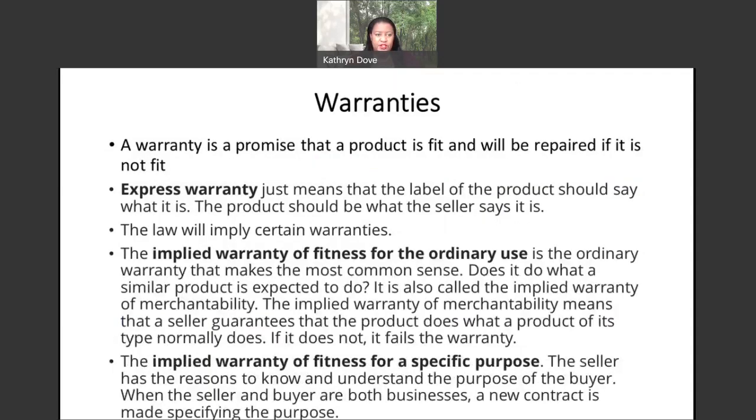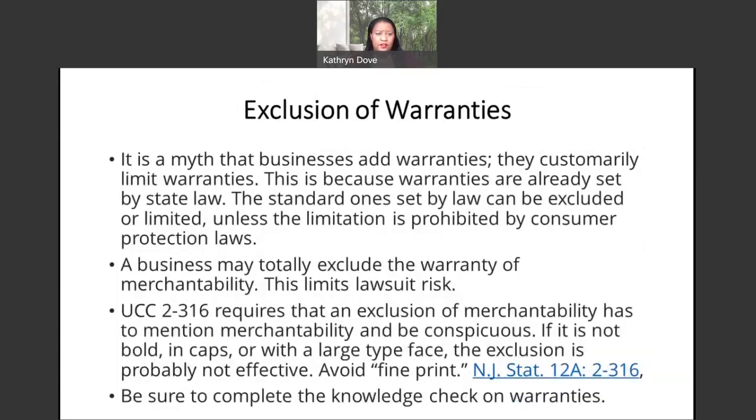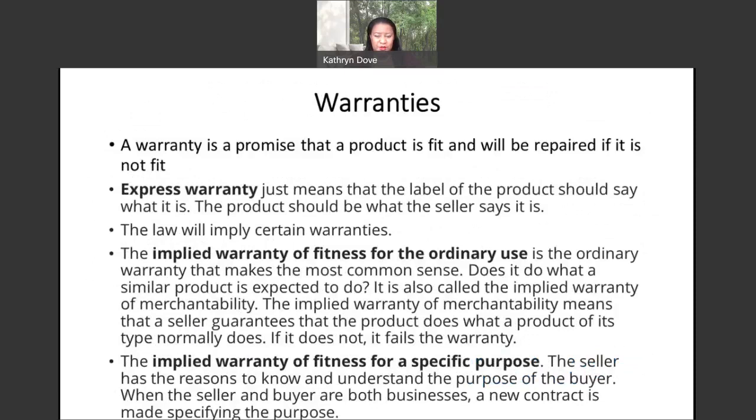So, one of the things we're going to be looking at are some of the warranties. What kind of warranty do you get when you purchase a product? And what happens when you purchase a product online and you see little tiny terms and conditions that you're just clicking on and you're not really reading?